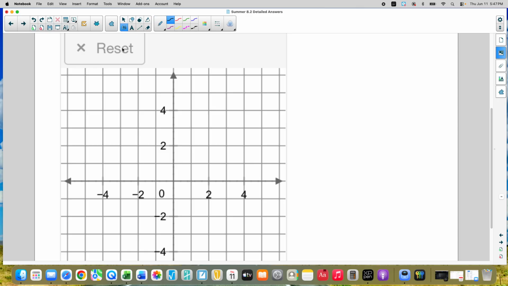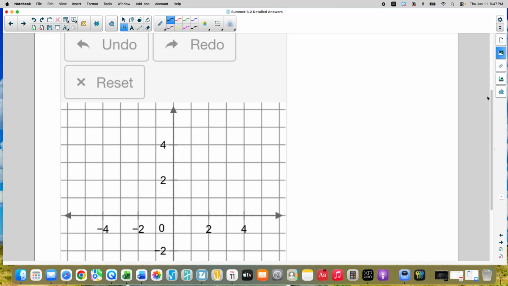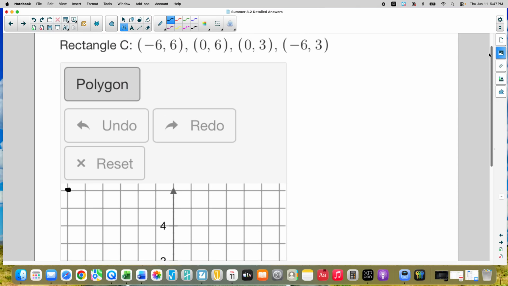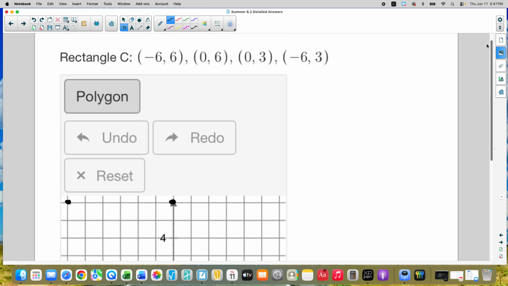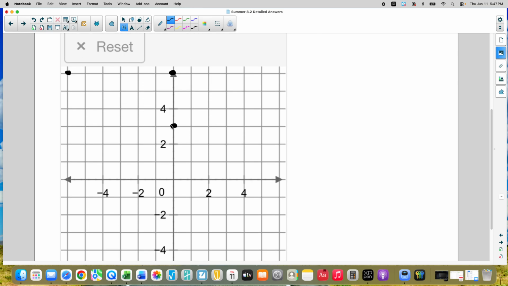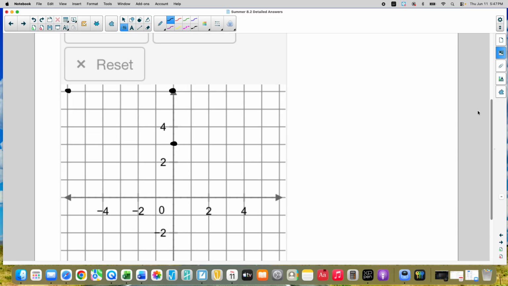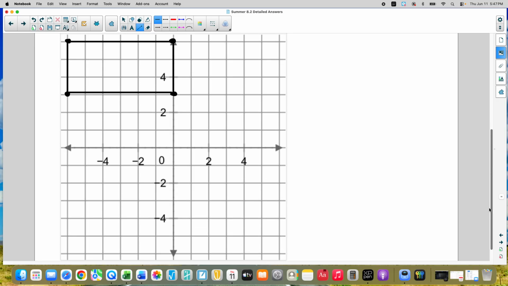Okay, negative 6, 6. So negative 6, 6 is way up here. Oh, you're off of my graph. So 4, 5, 6. Oh, that's going to be right there. So negative 6, 6, 0, 6 is right here. 0, 3. And I would assume that it's negative 6, 3. Let's connect the dots.